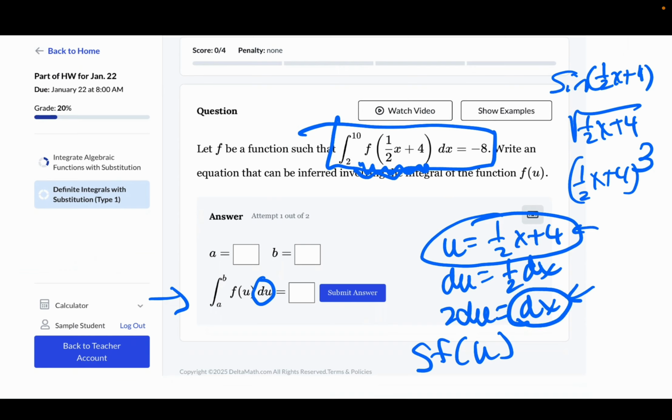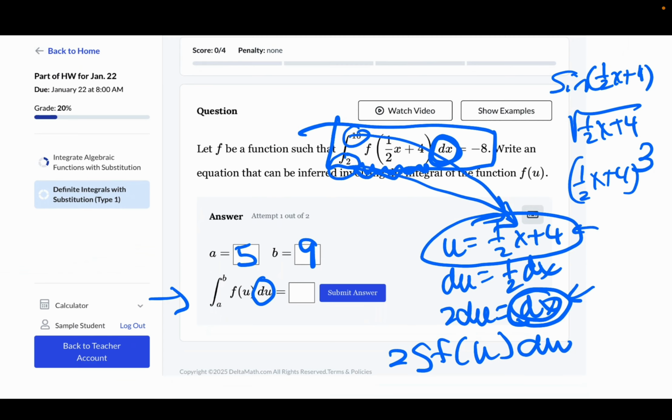When I take out dx, I'm sorry, let me do it up here. When I take out dx, I get 2 du. And then I'm going to change my limits of integration. So a was 2. Fill it in here, and you get 5. B is 10. Fill it in here. Half of 10 is 5 plus 4. You get 9. So I'm going to make this 5 and 9.